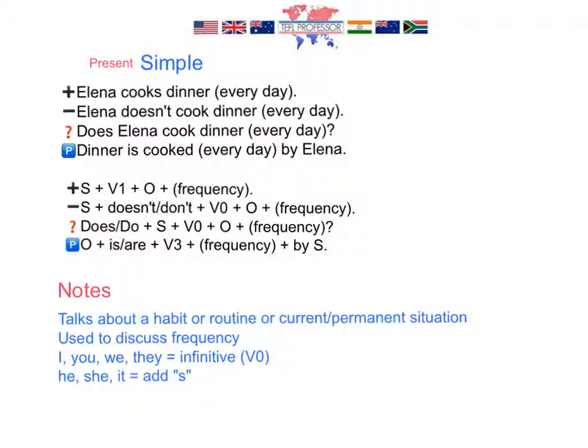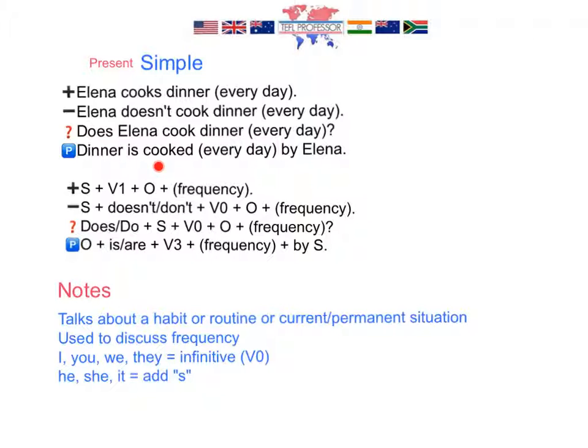Now, present simple usually talks about a habit or a routine and is used to discuss frequency. So we typically have something at the end of the sentence to indicate how often you do something. And the negative, we use doesn't. Elena doesn't cook dinner every day. Now, remember, if the subject is I, you, we, or they, then the doesn't will change to don't, just like in the question, the does will change to do. So it will be: Do I cook dinner every day?